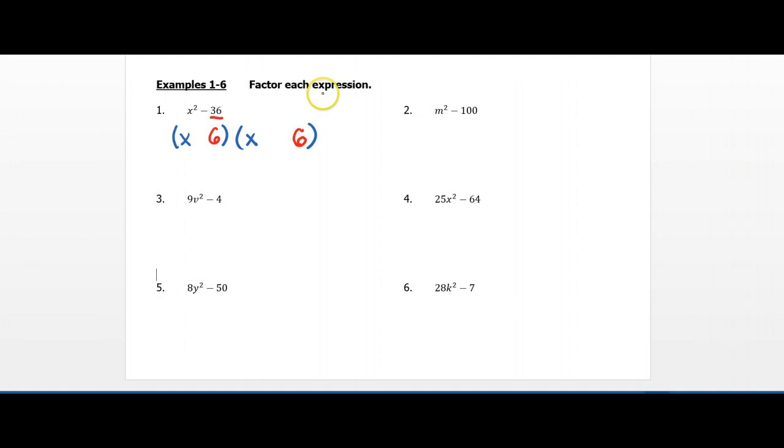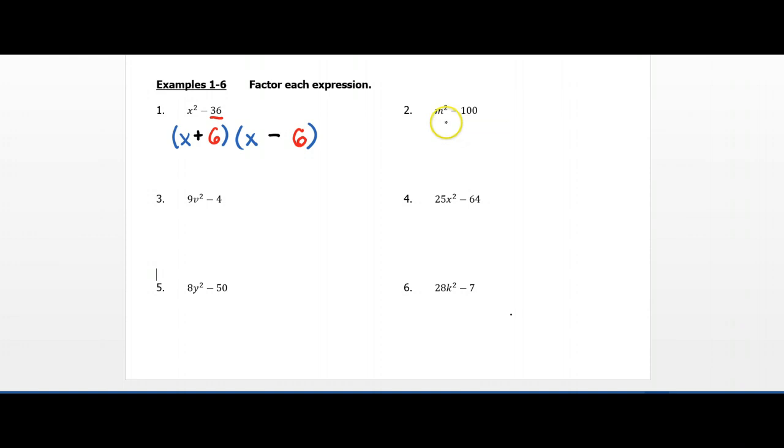And then in order to finish this, you need opposite signs in order to multiply to get a negative 36. Okay, to multiply to get a negative, you have to have a positive times a negative. So one of my signs is going to be a plus sign, and one of my signs is going to be a minus sign. So this factors into x plus 6 times the quantity x minus 6.